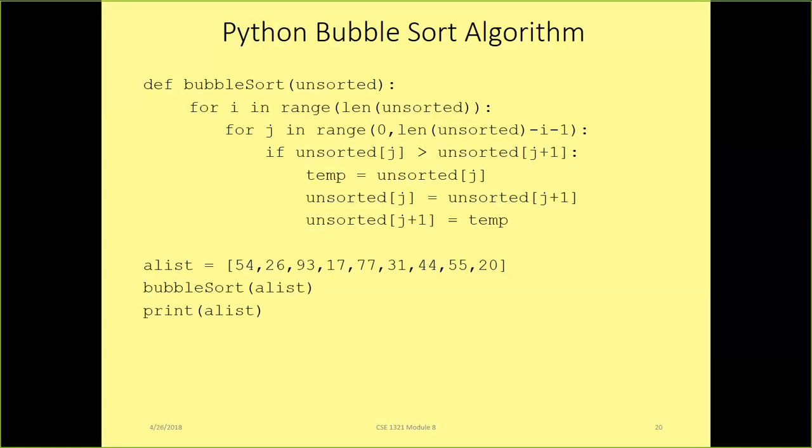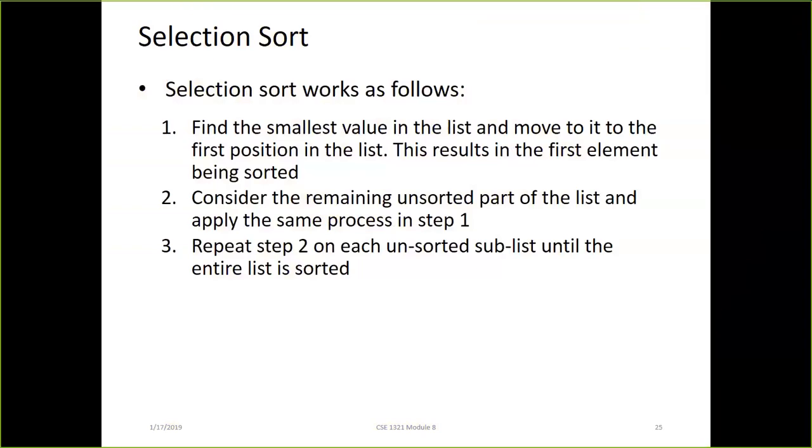So bubble sort is straightforward, and if I am asked to sort some elements, I personally would select bubble sort. We can do it quickly. There is another sorting algorithm called the selection sort algorithm. In selection sort, if you want ascending order, you find the smallest value in the list and move it into the first position in the list.